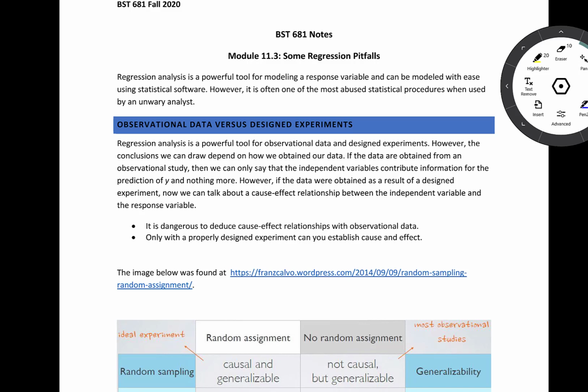In this set of notes, we're going to look at some regression pitfalls that you want to be aware of. Regression analysis is a powerful tool for modeling a response variable and can be modeled with ease using statistical software. However, it's often one of the most abused statistical procedures when used by an unwary analyst. So again, I really want to caution you that when you're using regression, it's a great tool, very powerful, but we want to make sure that we use it correctly.